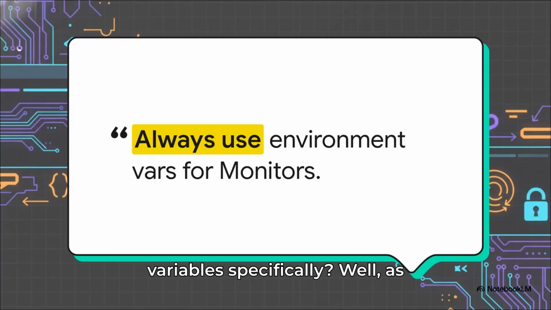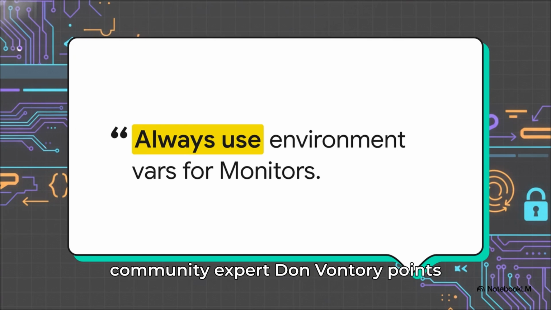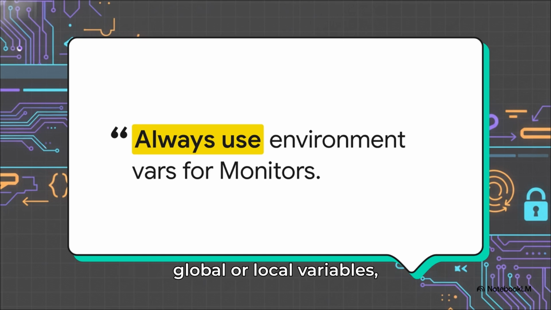Now, why environment variables specifically? Well, as community expert Don Vontery points out, always use environment vars. While Postman does let you use global or local variables, environment scopes are hands down the most robust for this kind of workflow. It means you can seamlessly swap between your local, staging, and production environments without rewriting a single line of your script. Plus, they persist across your session, so the token is just ready and waiting for whatever request you throw at it next.